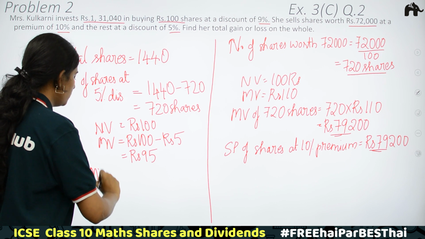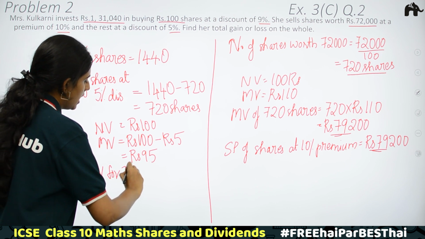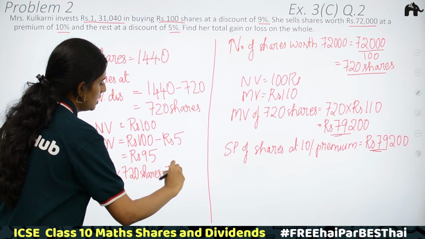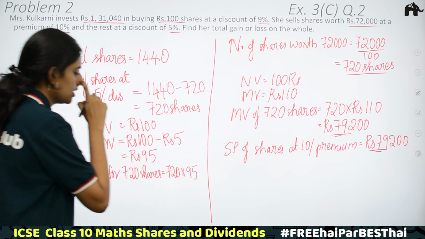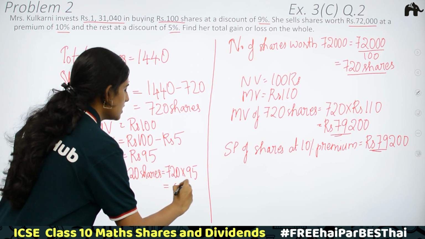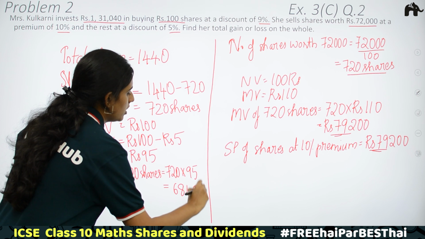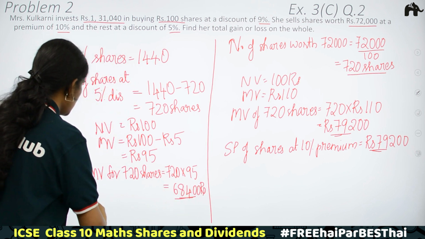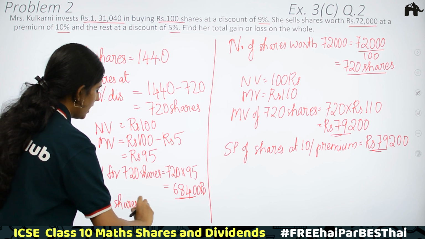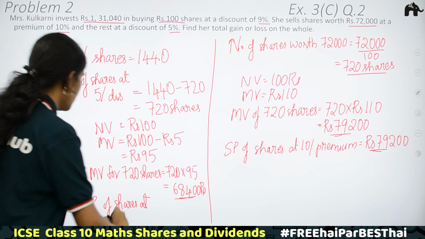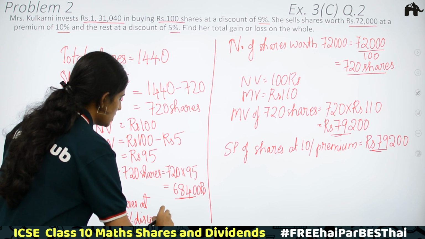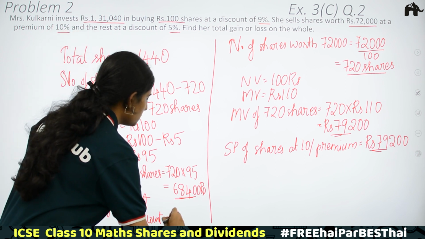Now the market value for 720 shares is equal to 720 into 95. What do you get? You will be getting 68,400 rupees. This is the selling price of shares at 5% discount, equal to rupees 68,400.